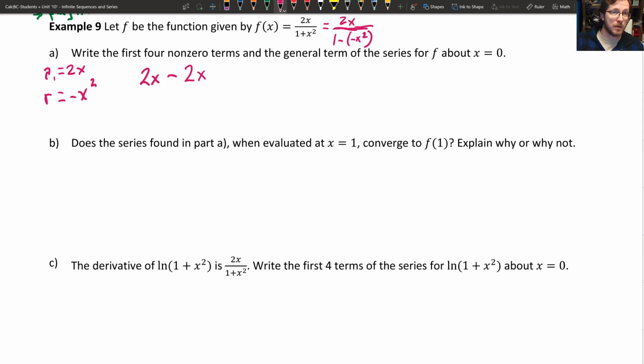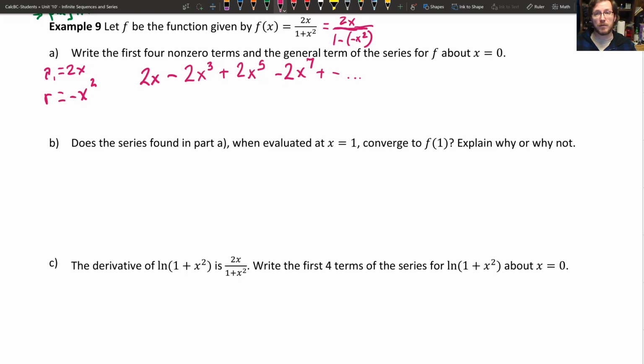Two times x squared times x is x cubed, plus 2 times 2 is, no, we're not multiplying by 2, we're multiplying by negative, so we changed our sign. 2 is going to stay. We're going to increase our exponent by 2 every time. Let's do one more. They ask us for 4 non-zero terms. I'm going to go x to the 7th. All right, plus, minus, and so on and so forth.